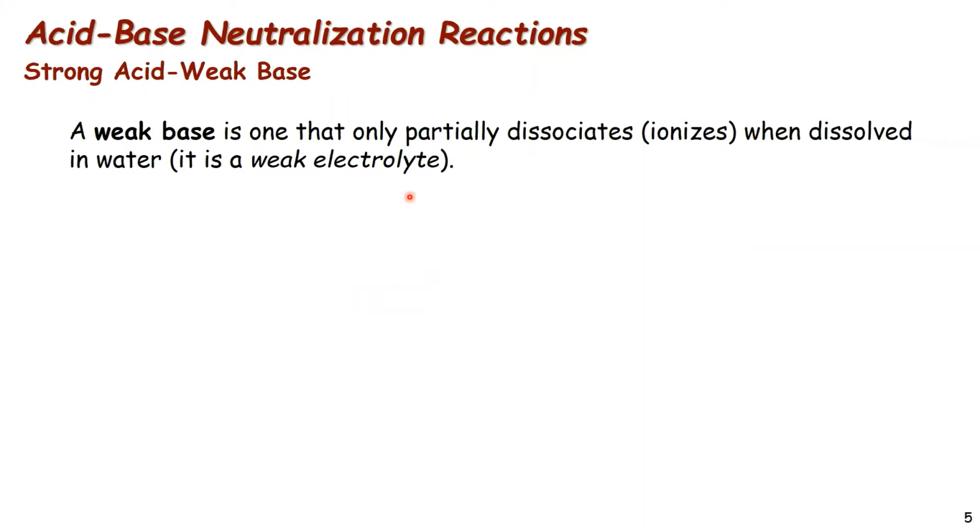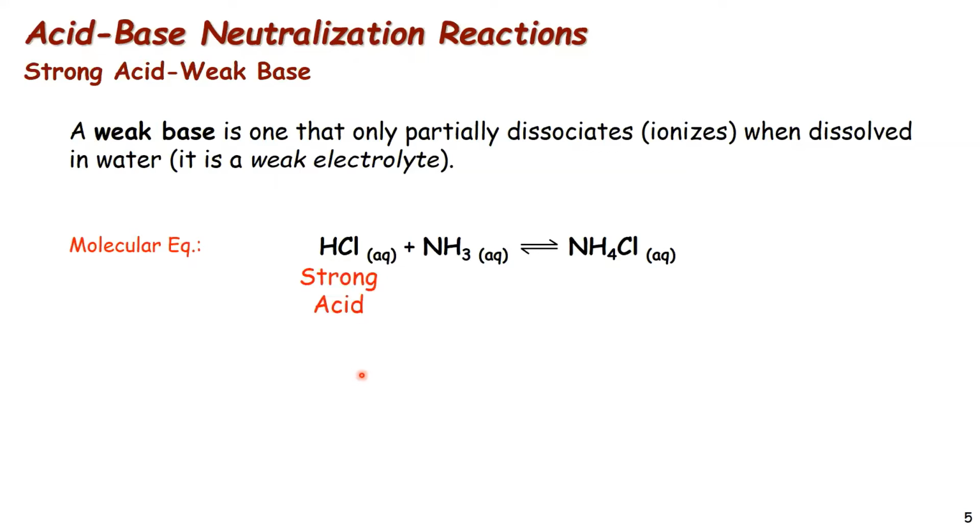Now, we could do exactly the same thing with the weak base, right? We know, again, it only partially dissociates, and the weak really means that it's a weak electrolyte. So here's another example. We have hydrochloric acid, which, of course, is one of our 6 strong acids. We have ammonia, and again, we know at this point that most neutral nitrogen-containing molecules will act as a base, and they're all going to be weak bases, right?